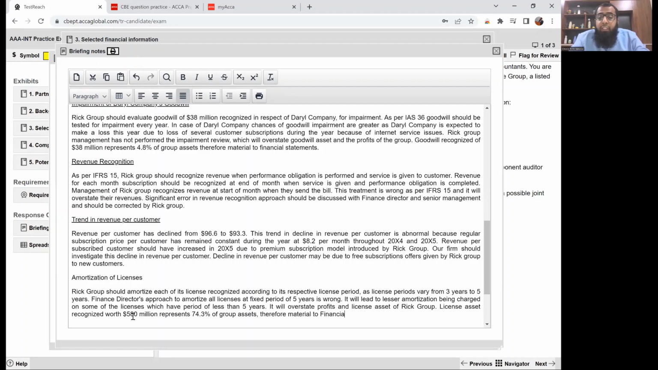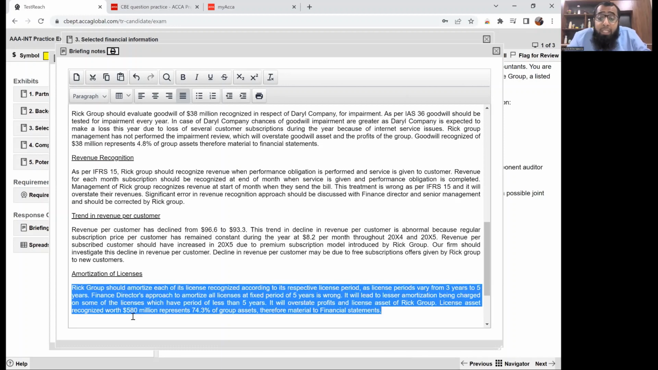to financial statements. Okay, so amortization of licenses is obviously an issue. So RIG Group should amortize each of its licenses recognized according to its respective license period. So if the license period is 3 years, you should be using 3. If it's 4 years, you should be using 4 years rather than using a single life of 5 years. Okay, it will lead to lesser amortization being charged.